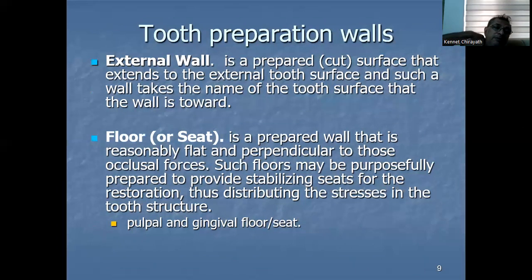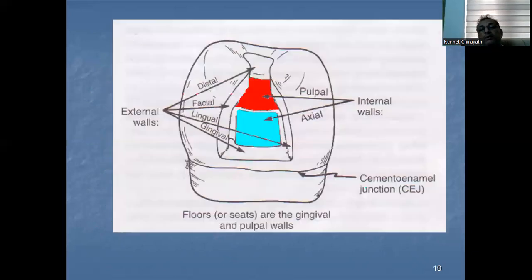Okay, this is not about the gingival seat, that is the pulpal and the gingival floor. Okay, gingival seat. So these are the internal walls. There are two types of internal walls, that is the pulpal as well as the axial wall. Rest everything is external wall: the distal wall, facial wall, lingual wall, the gingival wall. These are the external walls. You can see the gingival seat, cemento-enamel junction.